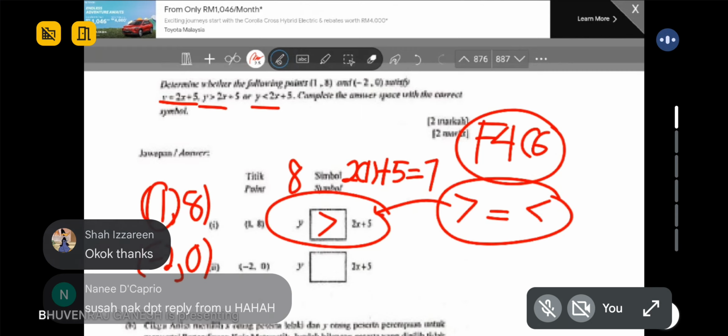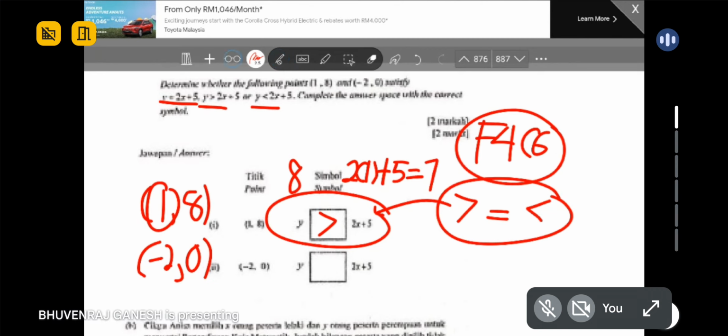Okay, alright. So guys, second one. Susah nak dapat reply from you. Really maybe I never see your message yet. Okay, because ada banyak orang. So you guys must understand. Alright. Okay, so next one.